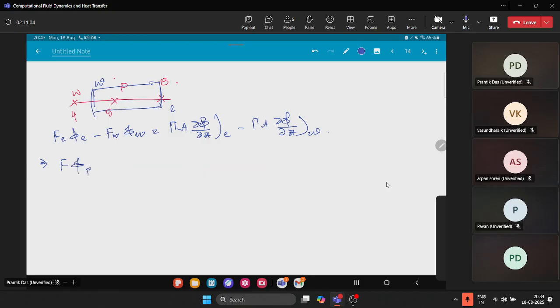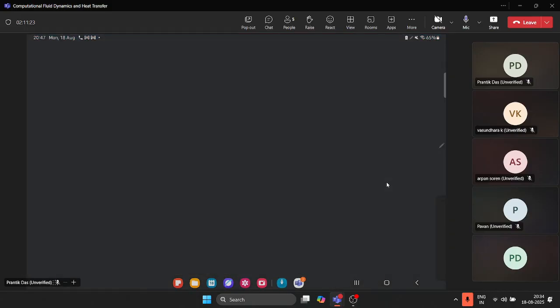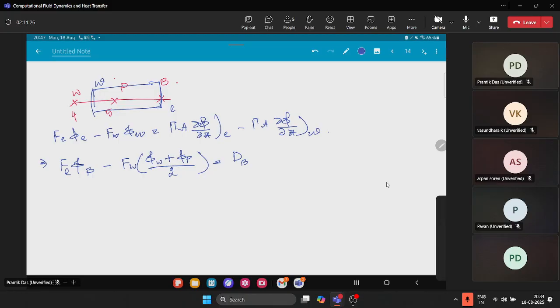So this becomes phi b minus f w. So this actually becomes phi w plus phi p divided by 2 equal to db phi p minus, sorry, I should not write gamma a divided by delta x, and this is phi b minus phi p, delta x divided by 2, minus gamma a by delta x phi p minus phi w.